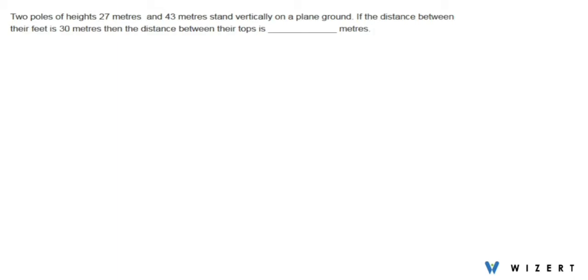Two poles of height 27 meters and 43 meters stand vertically on a plain ground. If the distance between their feet is 30 meters, then the distance between their tops is what? We have to find out.